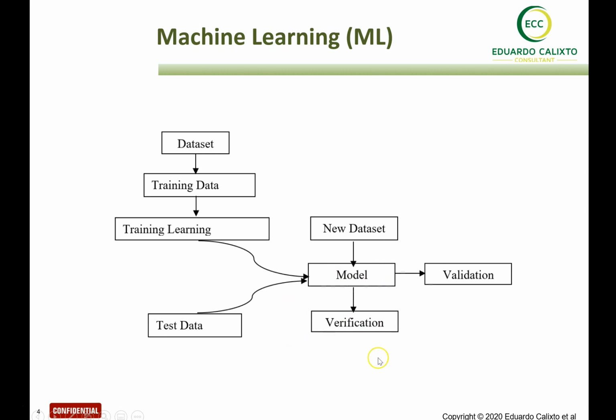That's the so-called verification. If the error that we've got from the test data is acceptable, we can use a new data set similar to the previous one in the model. And if the error is acceptable, we validate this model. Then we can constantly use similar data with this model.